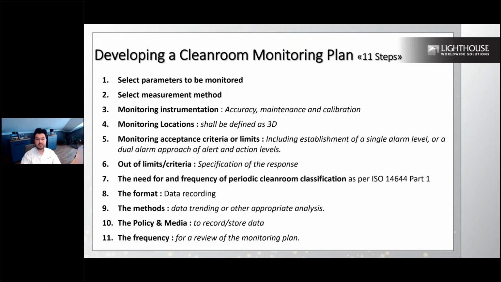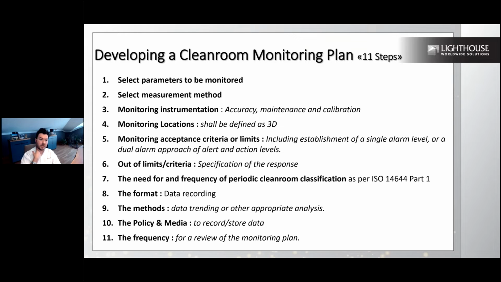Number 2, select measurement method. So we will be using particle counters, which is airborne particle counts with the laser-based devices, so that we will be installing them. Number 3, monitoring instrumentation. Their accuracy, maintenance, and calibration is critical.